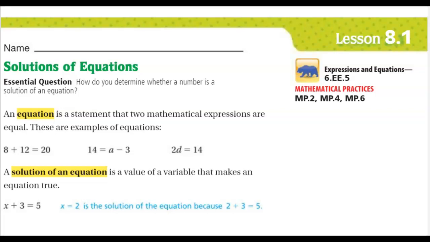Lesson 8.1, Solutions of Equations. The essential question is, how do you determine whether a number is a solution of an equation?